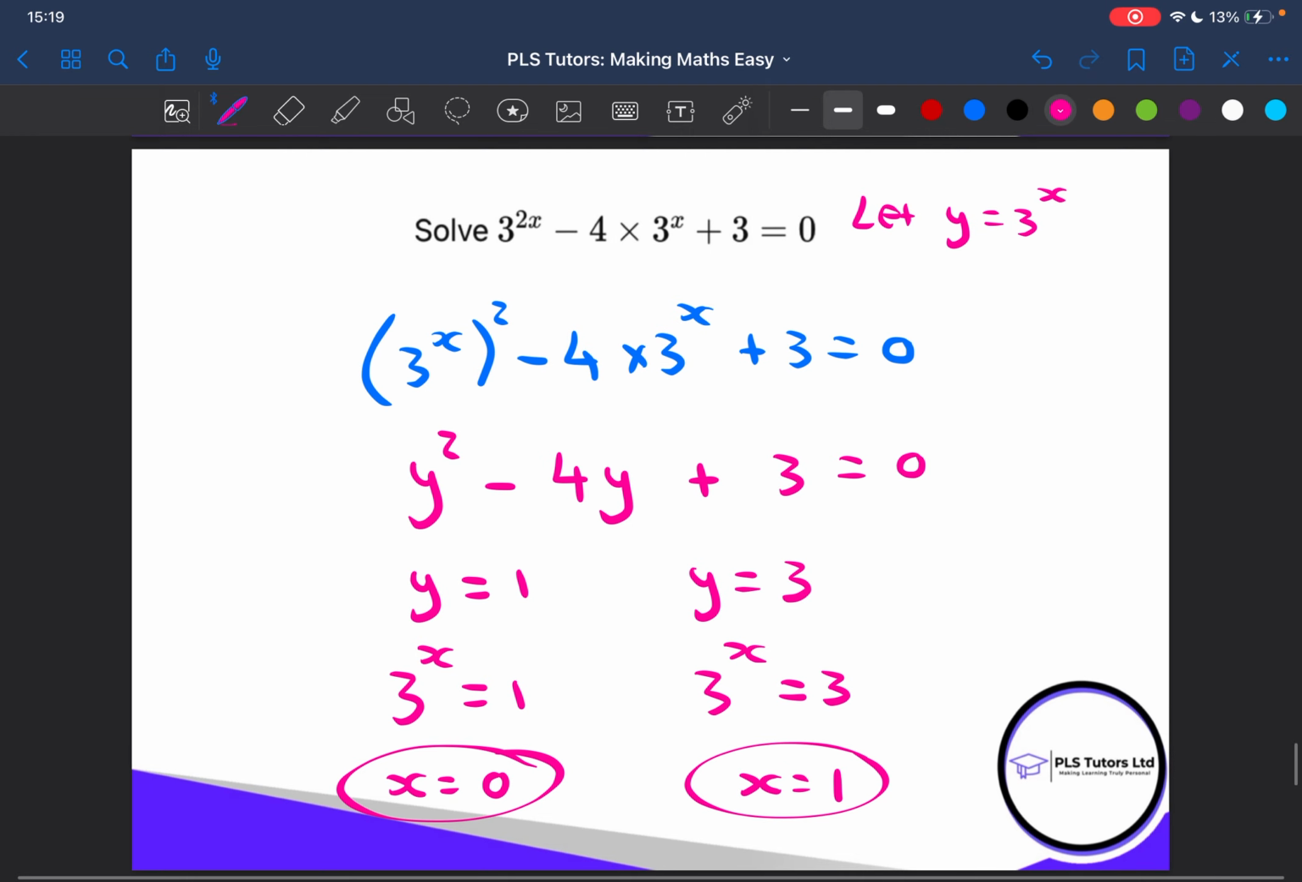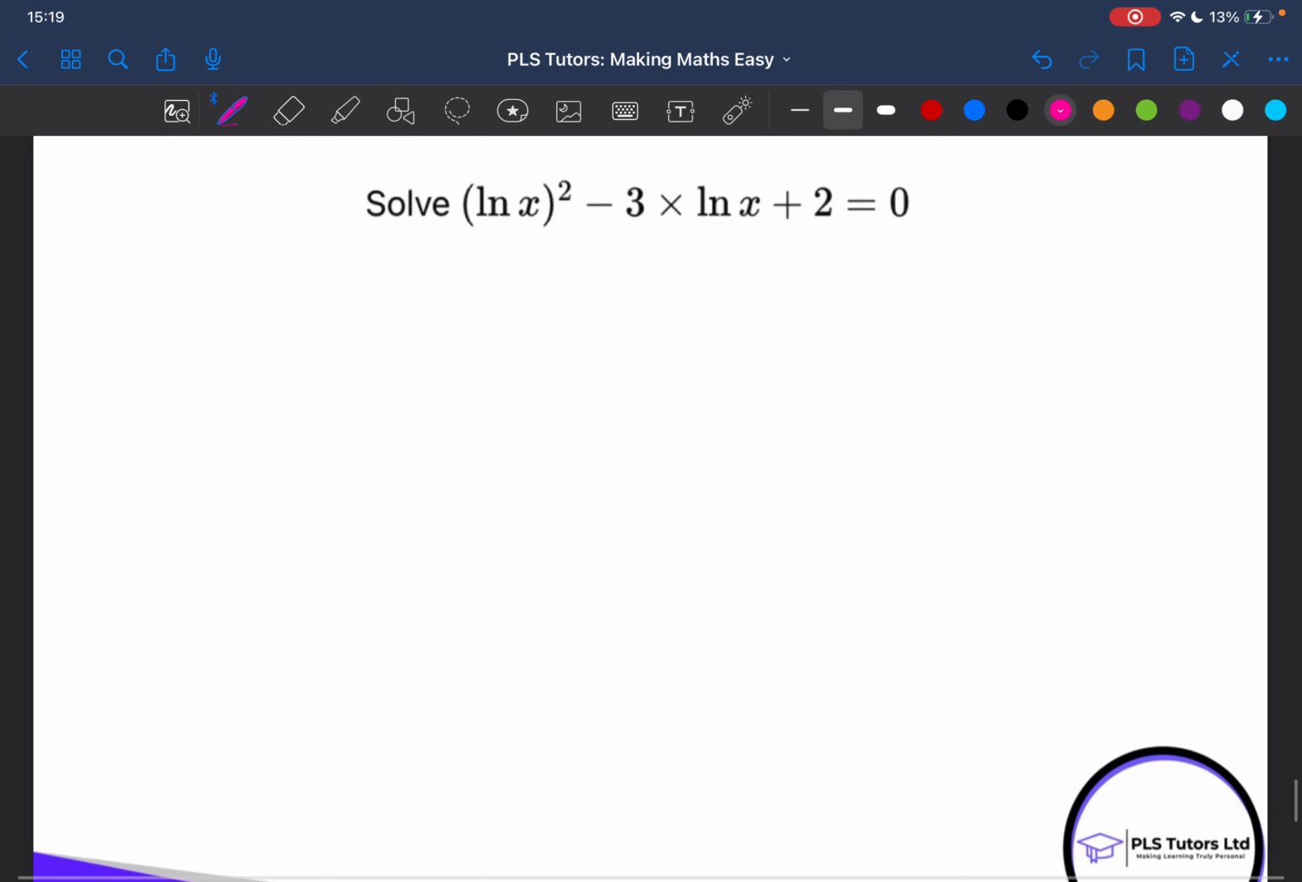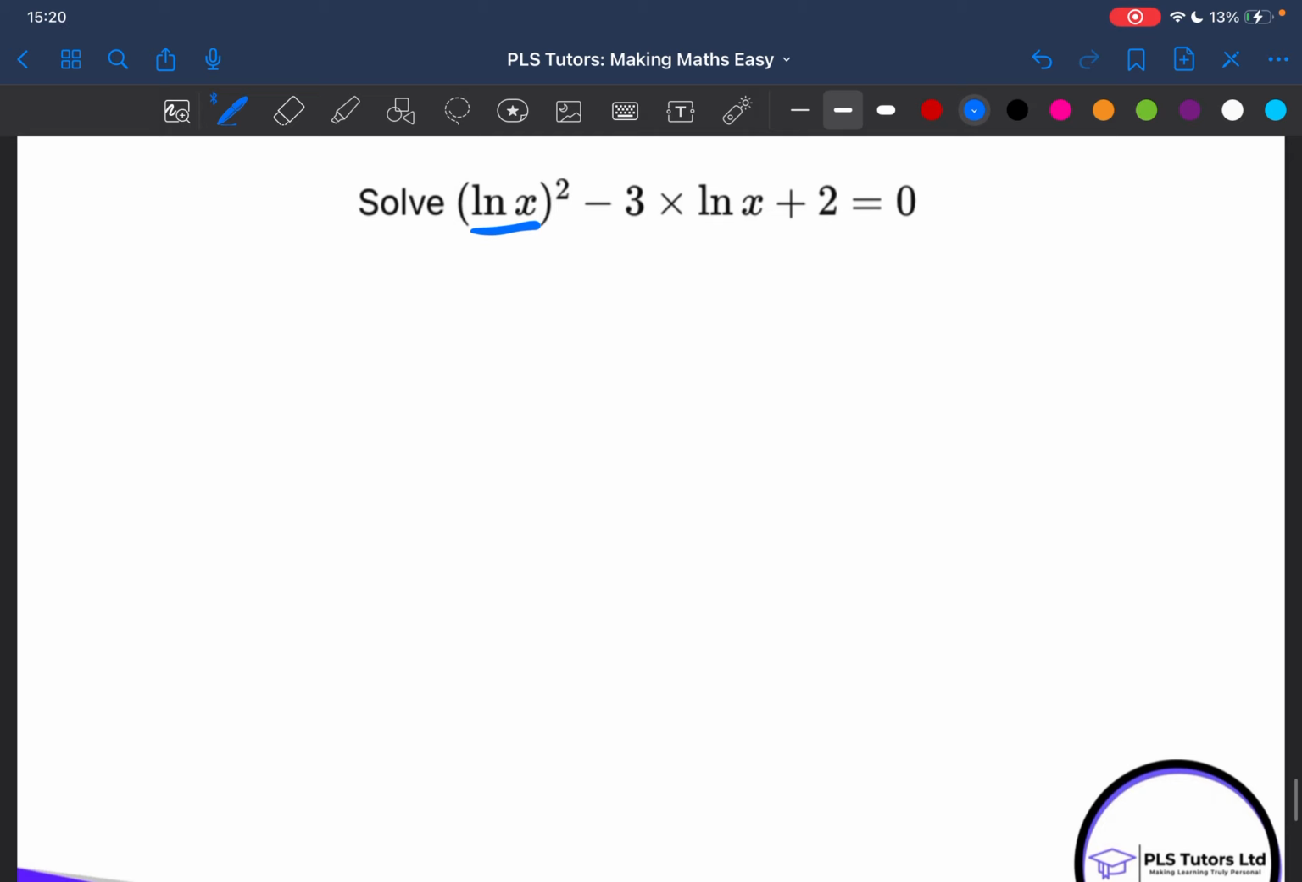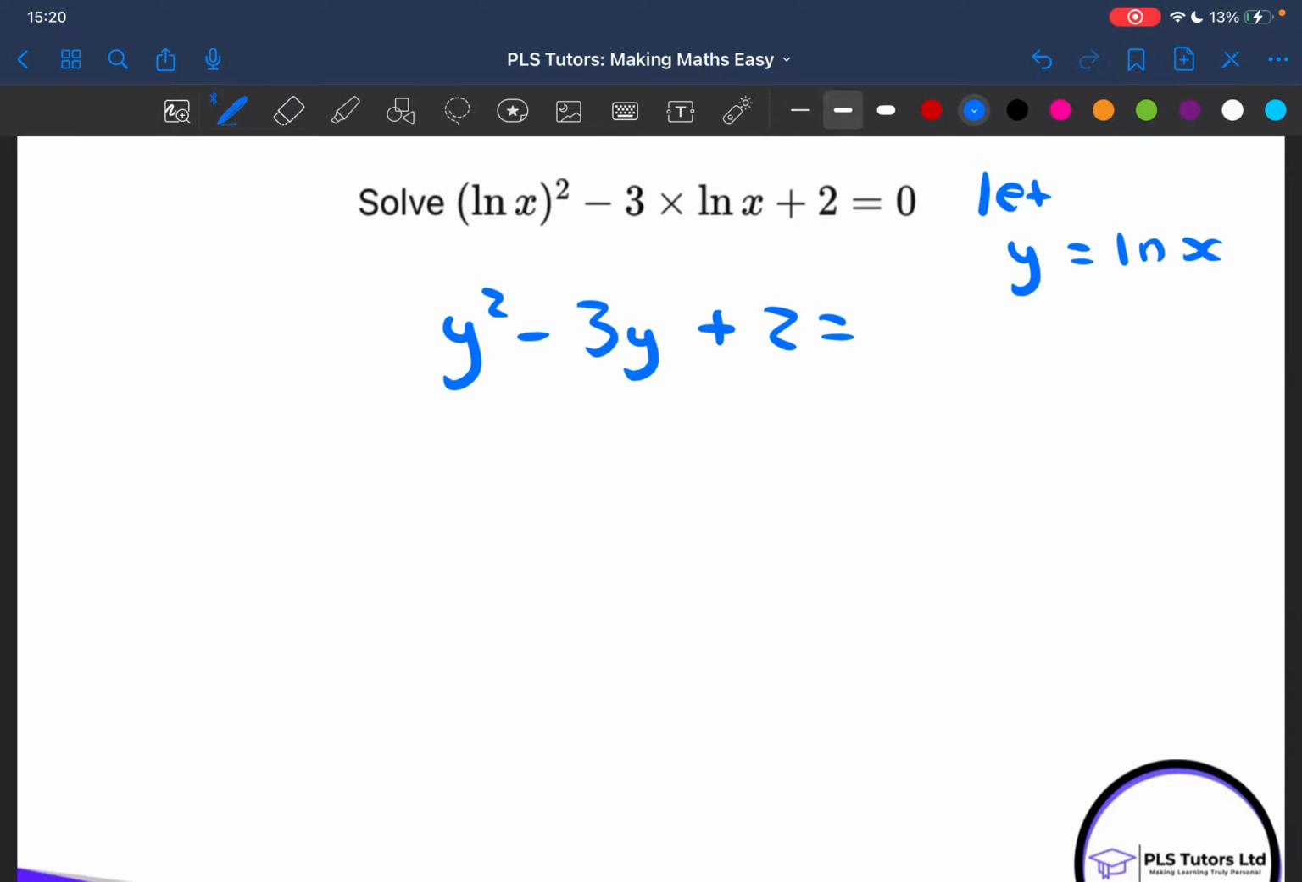Okay, so what is this one written in terms of? Well, we have a ln x here and a ln x here. So we're going to say let y equal ln of x. So ln of x all squared becomes y squared, minus 3 times ln x becomes minus 3y, plus 2 equals 0. And then we need to factorize this, or essentially find a way to solve it. That is going to give us that y is 1, y is 2. But remember, we don't want y, we want x. So we're going to say that ln x equals 1, or ln x equals 2.